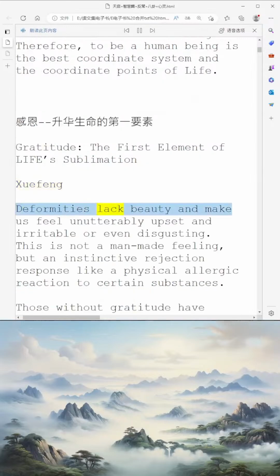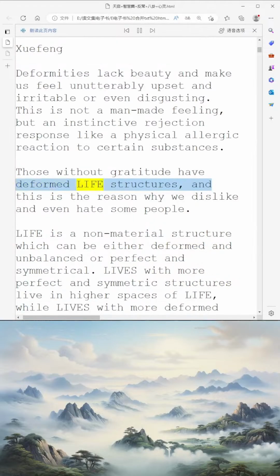Xiefeng. Deformities lack beauty and make us feel unutterably upset and irritable or even disgusting. This is not a man-made feeling, but an instinctive rejection response like a physical allergic reaction to certain substances. Those without gratitude have deformed life structures, and this is the reason why we dislike and even hate some people. Life is a non-material structure which can be either deformed and unbalanced or perfect and symmetrical.